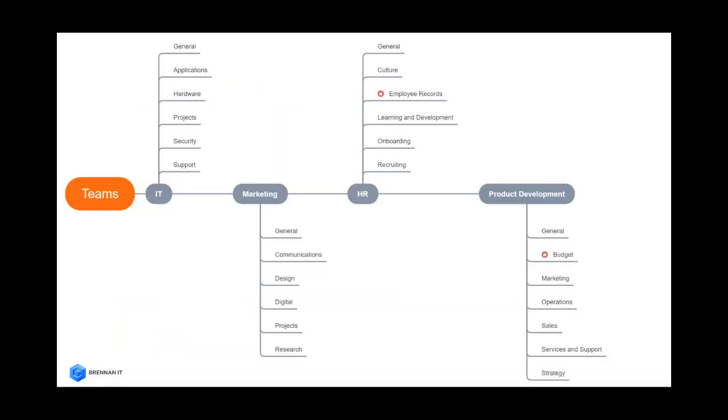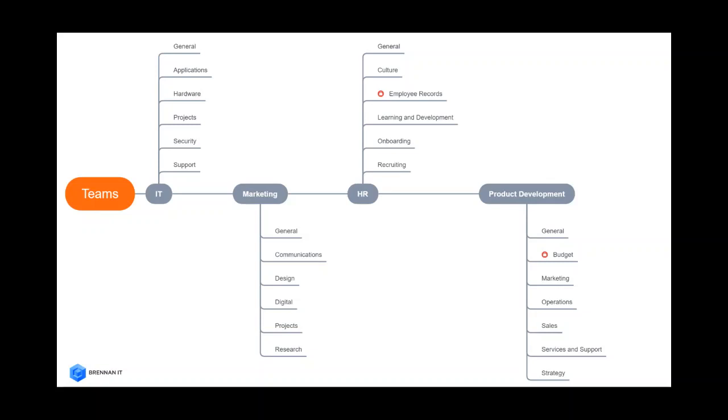So these are some examples of teams that you could have. The first three are department-based teams. You've got one for IT, marketing, and HR. And then the fourth one is a product development team. So this is really designed to help break down those information silos between departments.